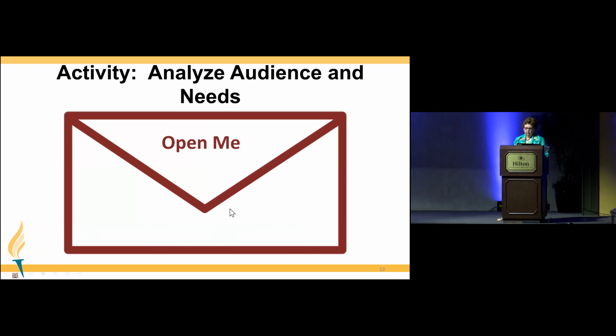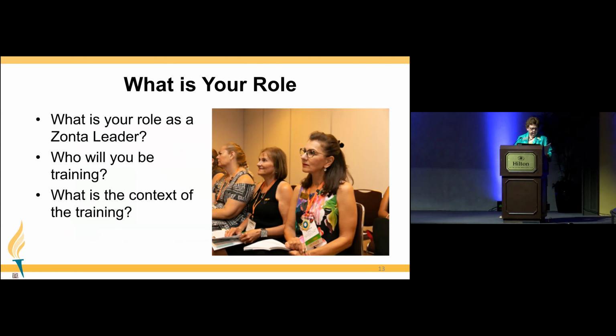All right, you've opened it. Now, the first thing you're going to determine is what your role is as a Zonta leader. As you read that, of course, you've already done that because that was the first step. As you read it, it will say how will you as a, and it'll define your role. As you read your scenario, you'll know who you will be training. As you look at that, you'll determine what's the context of your training. So you could be a president, a committee chair, a seasoned Zontian. It will tell you in your scenario as you read it.